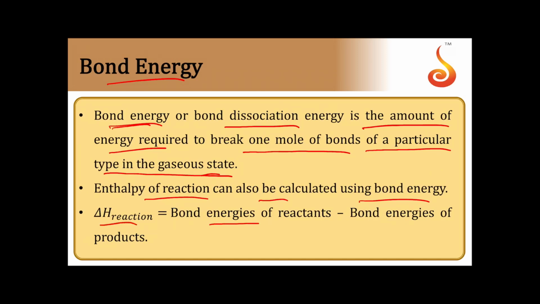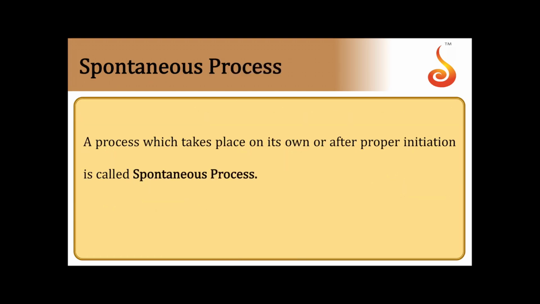So enthalpy change of reaction is given by bond energies of reactants minus bond energies of products. The basic formula of enthalpy of reaction is delta H of reaction equals enthalpy of products minus enthalpy of reactants. In terms of bond energies, it is bond energies of reactants minus bond energies of products.